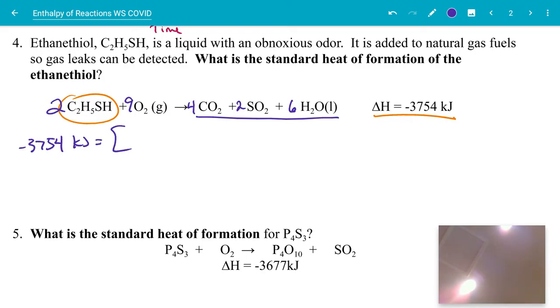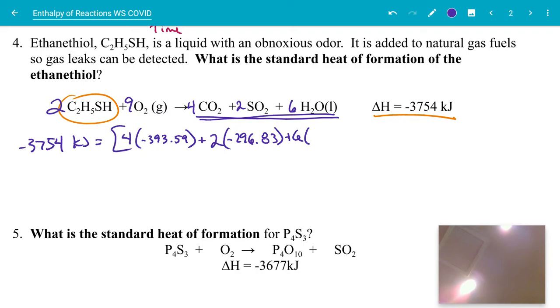Okay, so now I'm going to take the products. So these are my products here. I'm going to do 4 times, and then I look it up on the table for carbon dioxide, and it is a minus 393.59. And I add that to 2 of the SO2s, and the SO2 is minus 296.83.